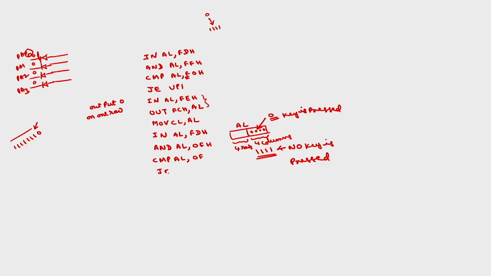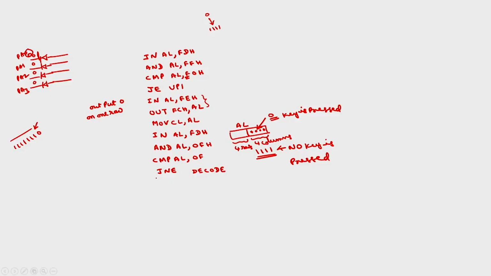So jump on equal: if this is true, what does it mean? No key is pressed, so you have to go for the next row. Otherwise I will write jump on not equal, so that this will be easier. If these two are not equal, a key is already pressed, so we have to go for decoding. Otherwise you have to go for the next key.